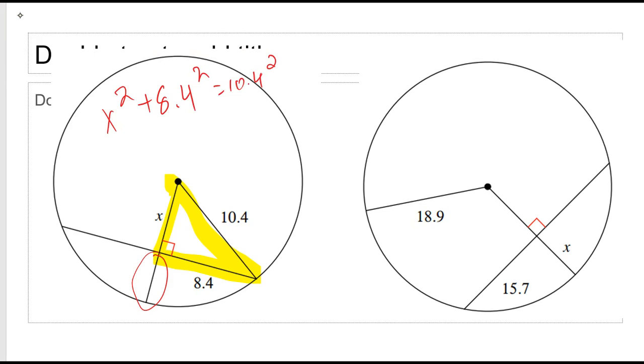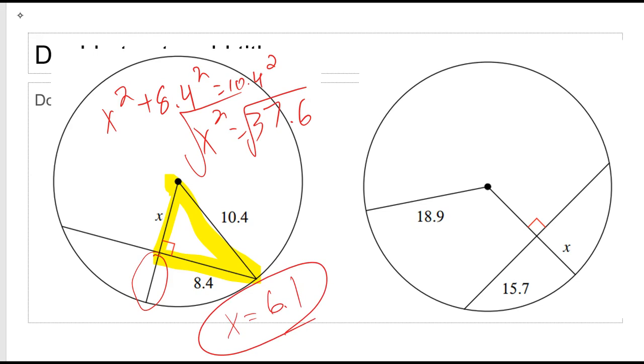So if I take, I'm going to do this. I'm going to take 10.4 squared minus 8.4 squared. If you don't know, I got 37.6. I took 10.4 squared in my calculator, and I subtracted that answer from 8.4 squared. It's exactly what you should be doing. And then I square root this, and I'm going to round this. I'm going to get x equals 6 point, I'll say 1 decimal.